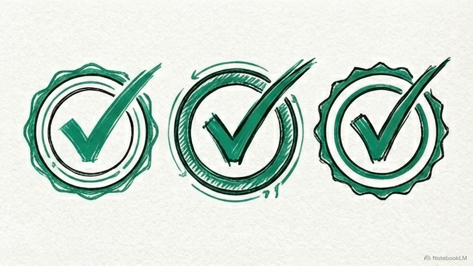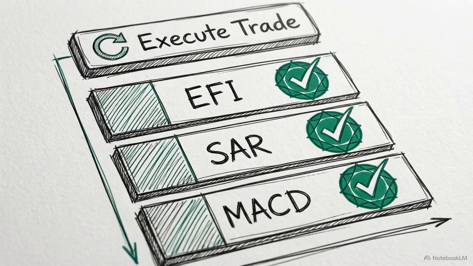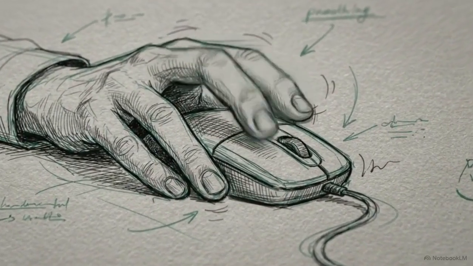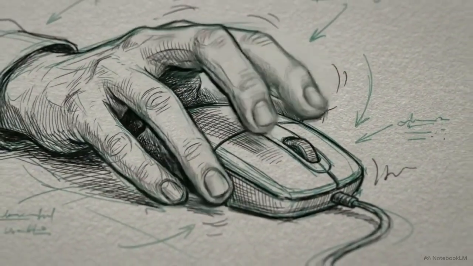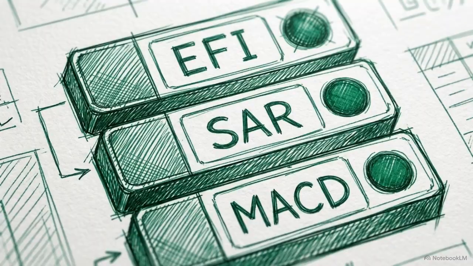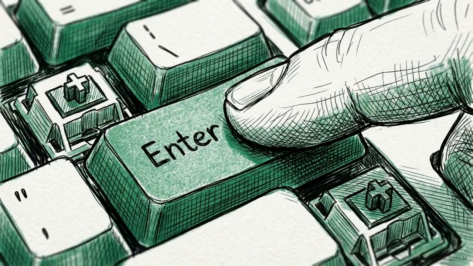You must check off all 3 of these conditions at the exact same time. The buy signal is only mathematically valid if the EFI, SAR, and MACD agree. Do not enter the market if only 2 of the 3 indicators align. Acting prematurely is the most common point of failure. Demanding a unanimous signal from these 3 indicators forces you to wait for strict alignment. You execute the trade mechanically rather than guessing about probability.